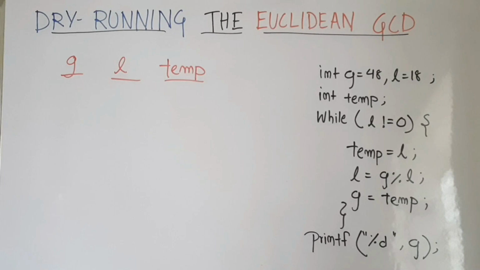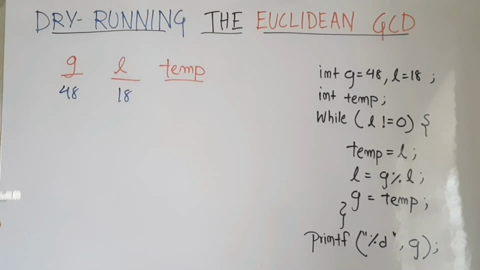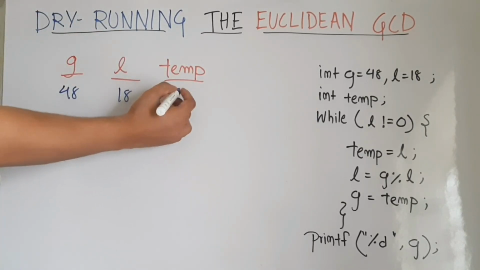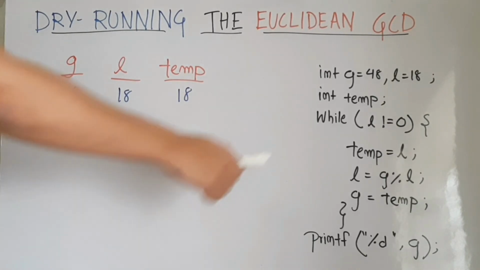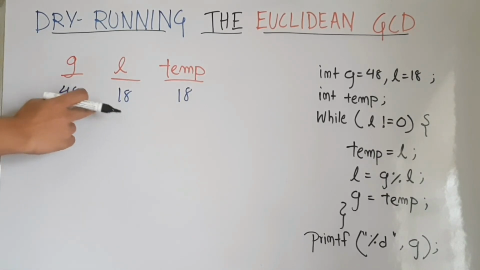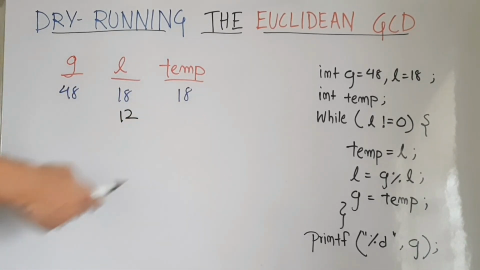The initial value of G was 48, L was 18. The condition inside the while loop, L not equal 0, is true because L is 18. So we enter the loop and the value of temp becomes equal to L, which is 18. After that, L is assigned with the value of G mod L, which means the remainder after G is divided by L. 48 divided by 18 gives the remainder 12. So the value in L is now 12. In the next line, G is assigned with the value of temp. Value of temp is 18, hence now the value of G is also 18.